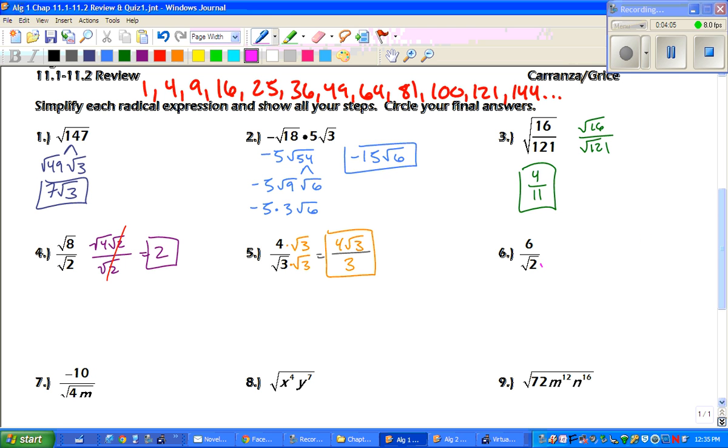All right, number 6. Same thing, you gotta multiply the top and the bottom, and you get 6 root 2 over 2. Okay, and you're not done because you can simplify that. 6 divided by 2 is 3, and then you're left with your final answer.